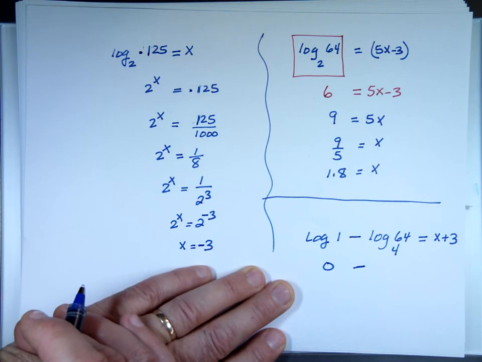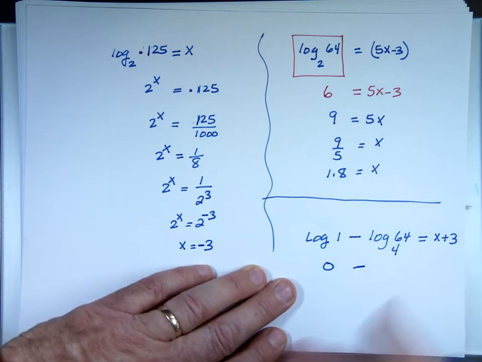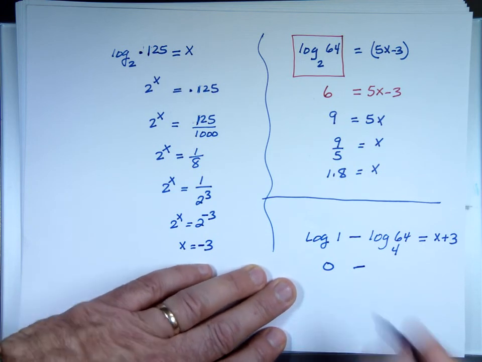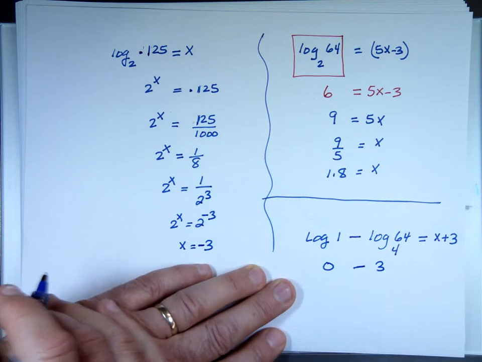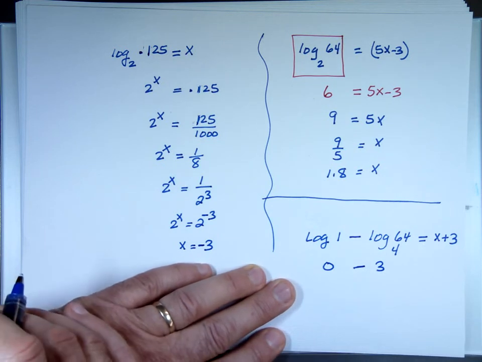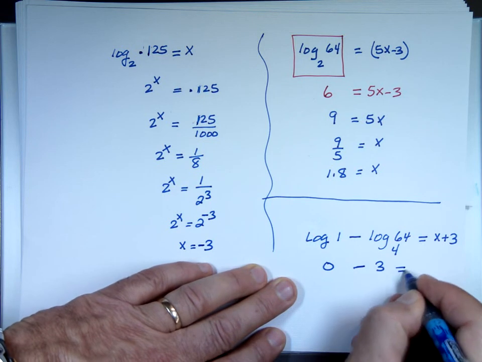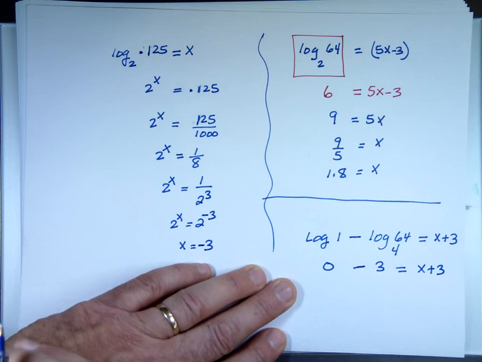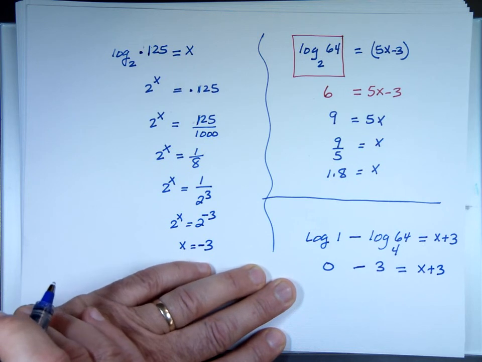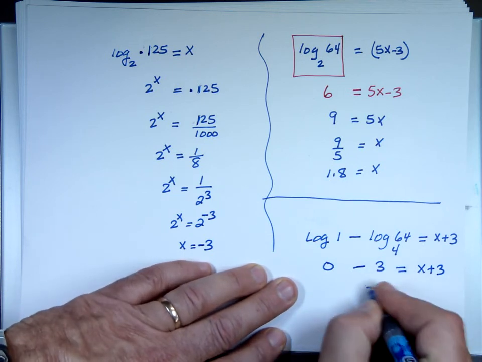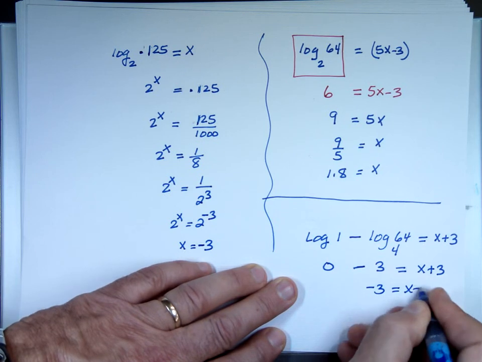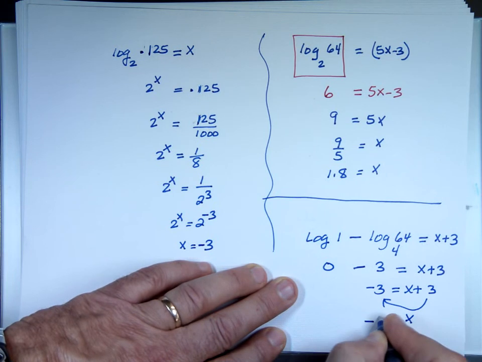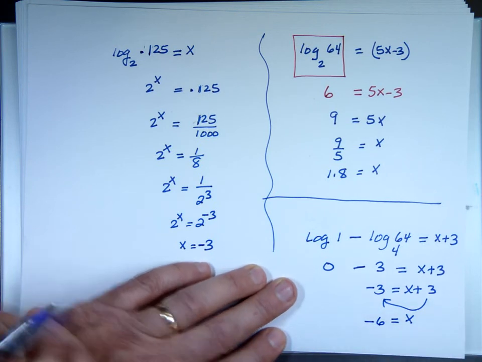Log 64 base 4. 4 to what power is 64? 3. Very good. 3. 4 squared is 16, but 16 times 4 is 64, not 48. So what's the answer to the left side? Negative 3 equals x plus 3. Move the 3 there. X equals negative 6. Oh, okay. Wow.